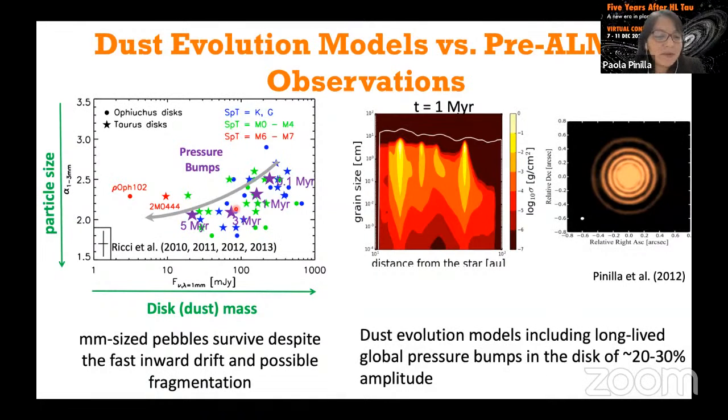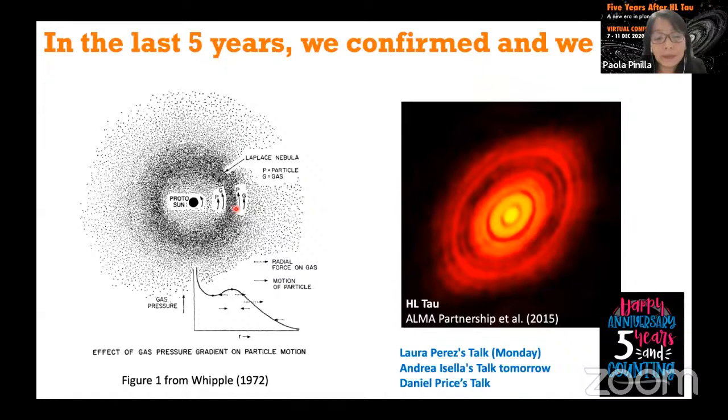It was presented in the beautiful figure 1 of Whipple in 1972, where you can see that if you have a pressure bump, in the region where you have a positive pressure gradient, you expect the gas to move super-Keplerian and particles will feel a tailwind and move outwards. While here, they move inwards, as I explained before. And in the pressure maximum, the gas moves Keplerian, and there is no longer a headwind or tailwind, and the particles remain there. As a result, we basically accumulate particles there. If the pressure bump is symmetric, then it will look like a ring.